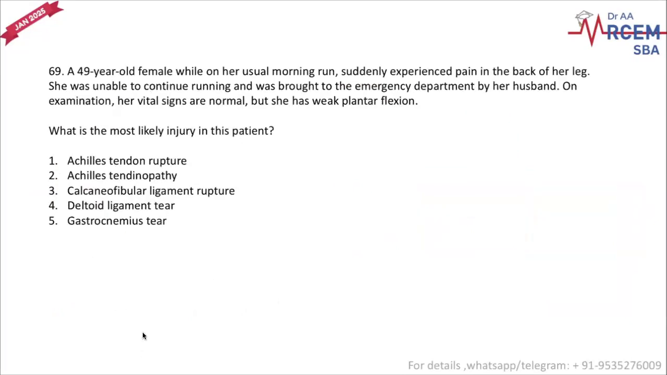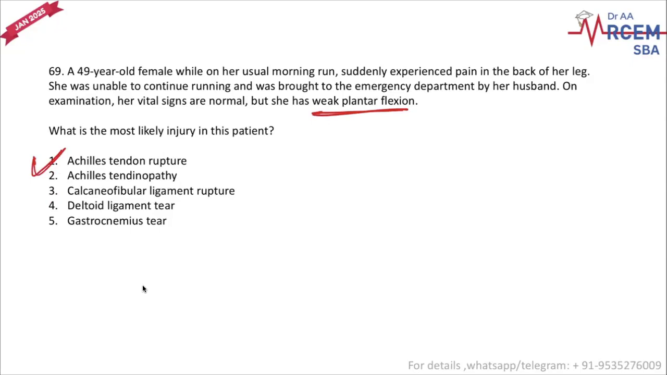A 49 year old female, while on her usual morning run, suddenly experienced a pain at the back of her leg. She was unable to continue running and was brought to the ED by her husband. On examination, her vital parameters are fine, but she has weak plantar flexion. What is the most likely injury in this patient? They are asking. It is an Achilles tendon rupture. Okay, plantar flexion is weak or unable to do it. It is an Achilles tendon rupture.